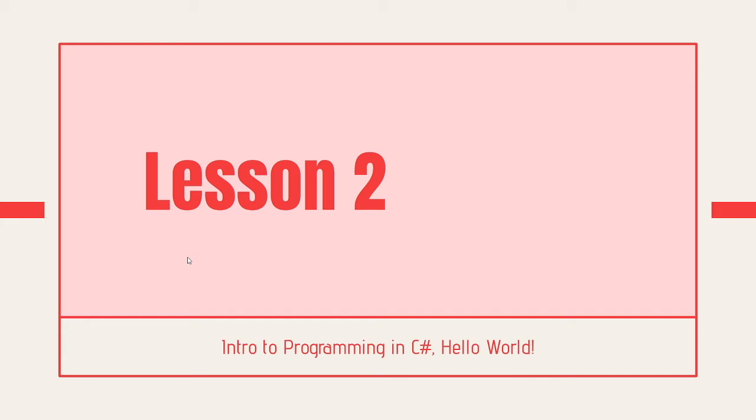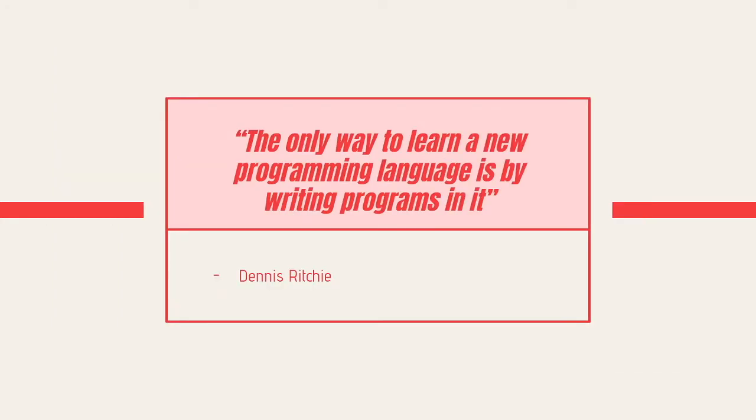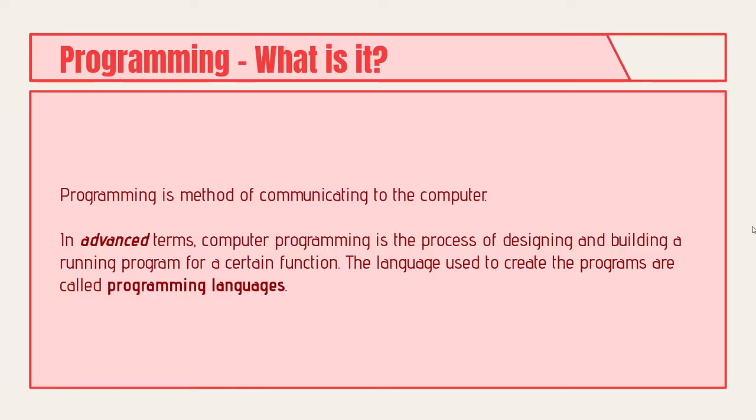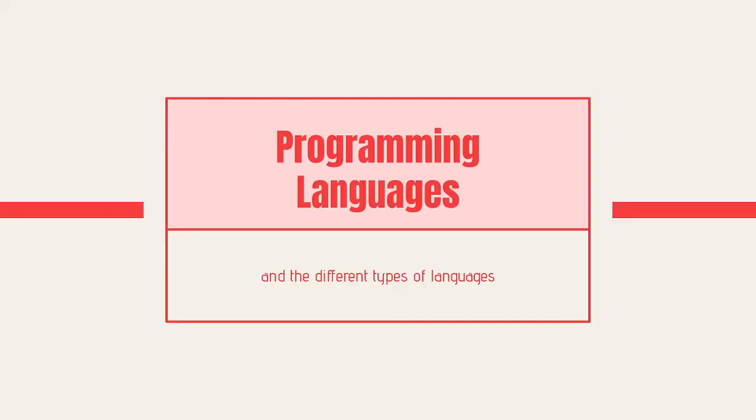So, lesson two, we're going to be going over programming and using C Sharp for the Unity engine. Here's a little quote: the best way to get better at programming is to program more and to practice like that. Programming is basically communicating to the computer, or in very advanced terms, designing and building a program for a certain function. The different languages we use to build stuff are called programming languages.